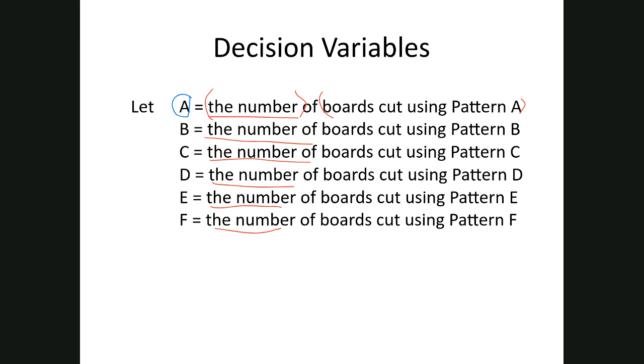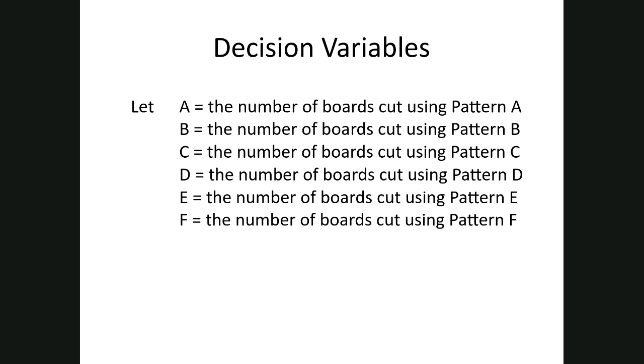So I don't know what the solution is, but what you need to tell your employees that are actually doing the work is, well, you need to cut 400 boards using pattern A, 300 boards using pattern D, and 200 using pattern E, 100 using pattern F, and so forth, maybe 0 using pattern B, in order to satisfy this order. Okay, so those are our decision variables.